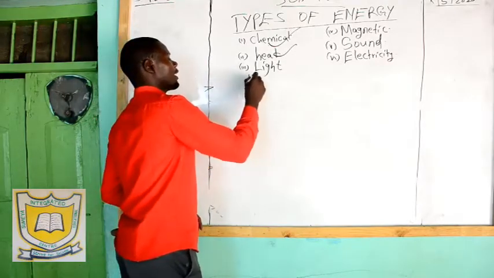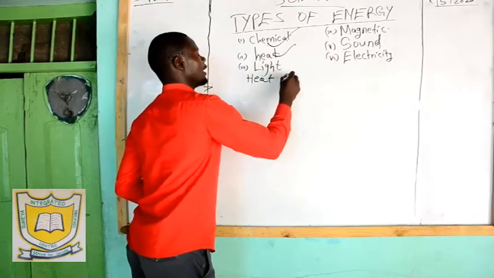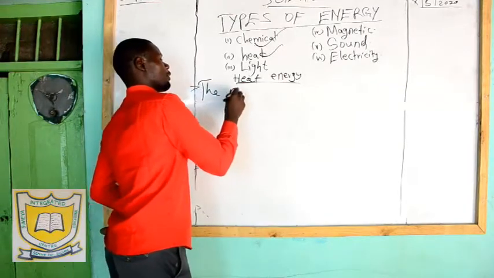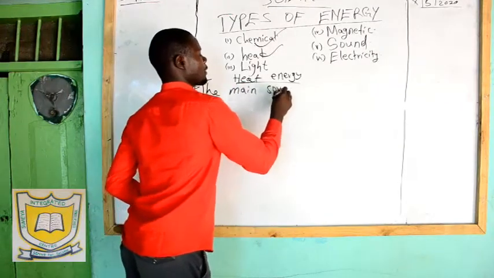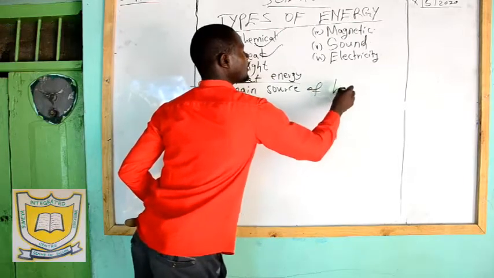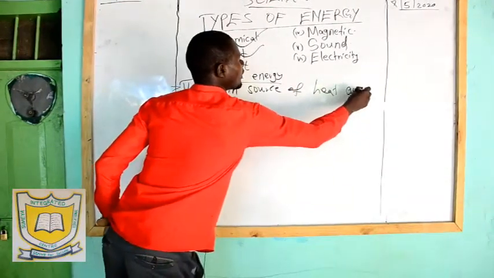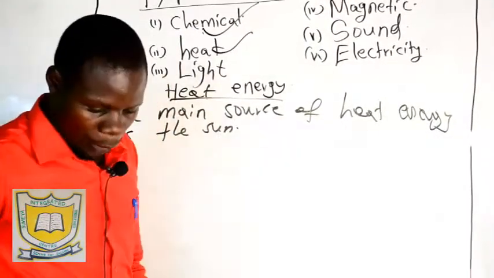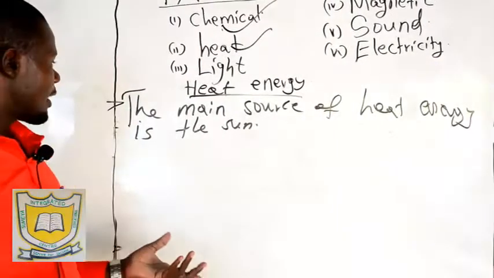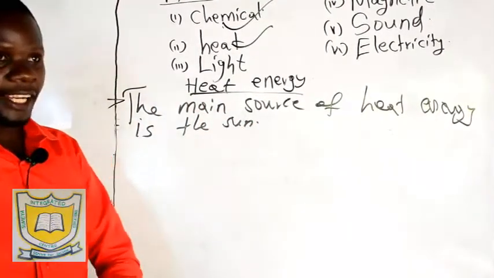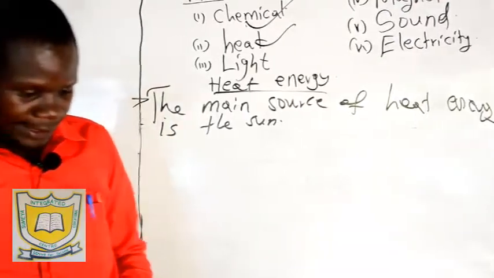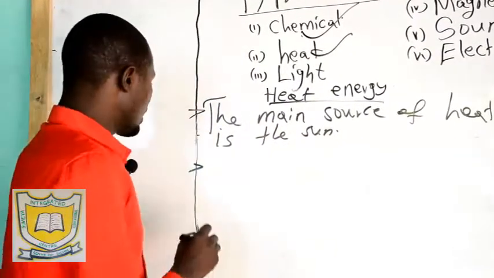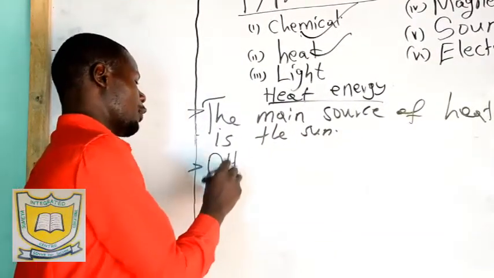Let me write the heading: heat energy. The main source of heat energy is the sun. There are other sources of heat, but the main source is the sun, so you have to highlight that. And then let us talk about other sources of heat. We have electricity as another source of heat energy.